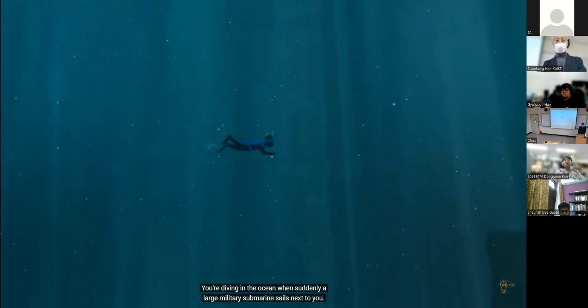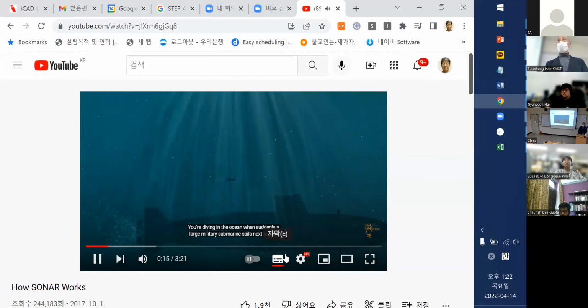You're diving in the ocean when suddenly a large military submarine sails next to you. Question: how can this vehicle harm you? Well, the possibilities are endless, but the one way you probably didn't think of was sonar.